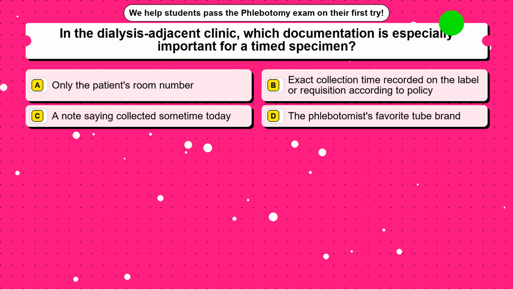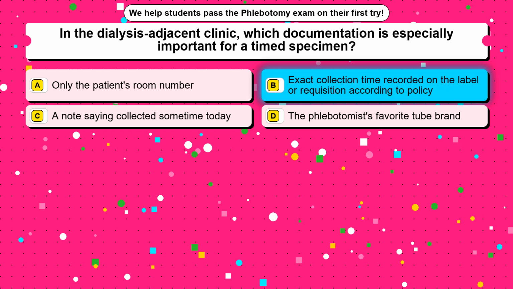Question 42. In the dialysis adjacent clinic, which documentation is especially important for a timed specimen? Option A, only the patient's room number. Option B, exact collection time recorded on the label or requisition according to policy. Option C, a note saying collected sometime today. Option D, the phlebotomist's favorite tube brand.